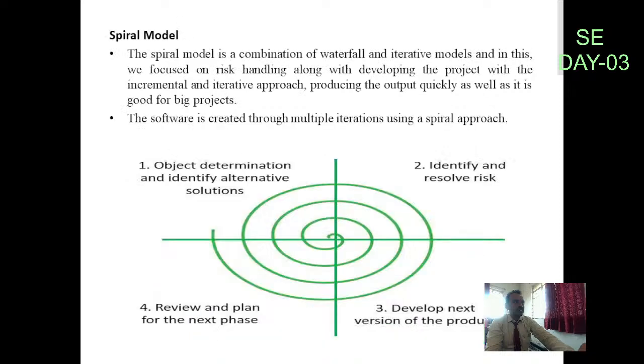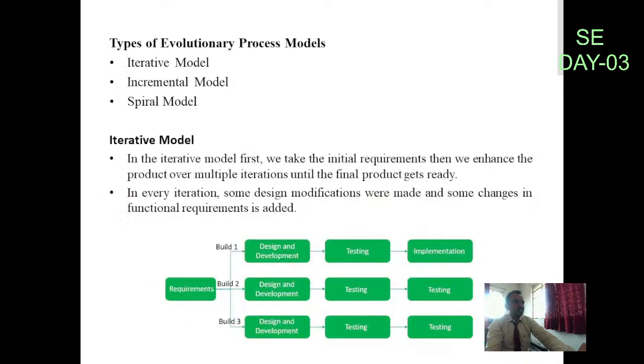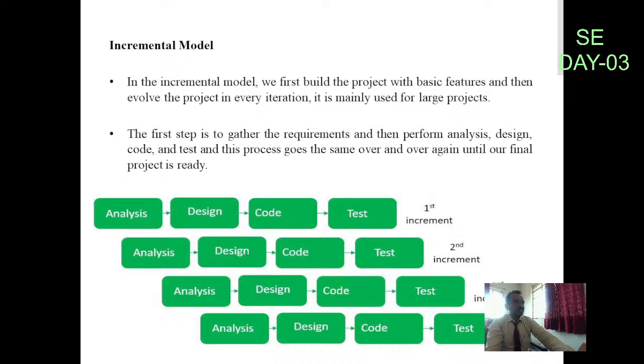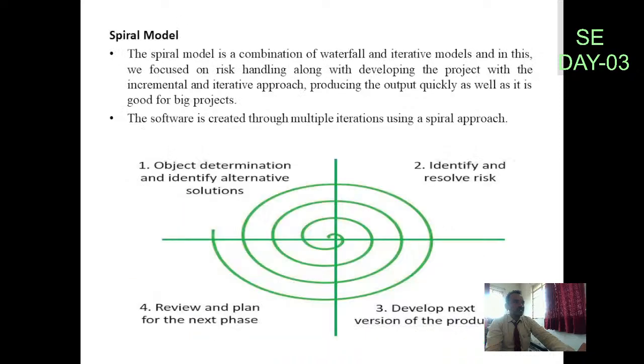Next, coming to the EPM, after successfully discussing the iterative model and incremental model, next we move to the spiral model. Remember, whenever we discuss the spiral model, one thing we should remember: the spiral model is a combination of the waterfall model and the iterative model.